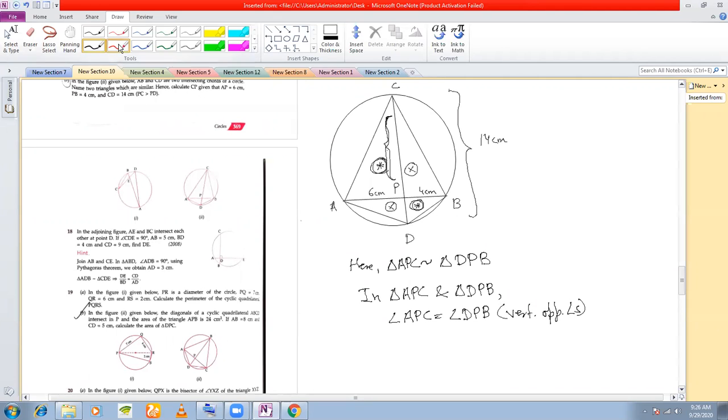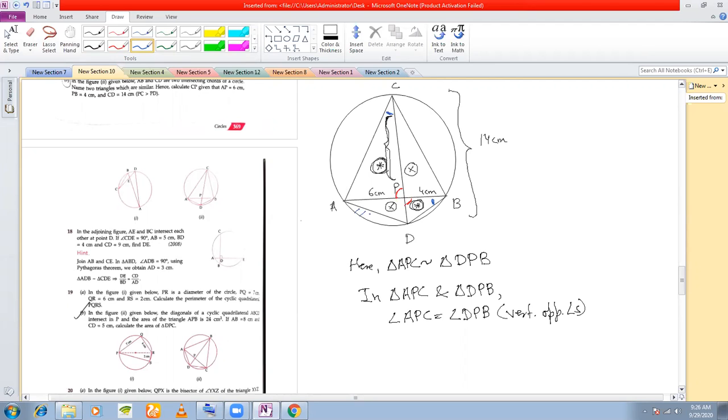So therefore these two angles are equal because they are vertically opposite. Next, which two angles am I going to consider? I'm going to consider these two blue angles. Why are they equal? Because they are angles on the same segment.